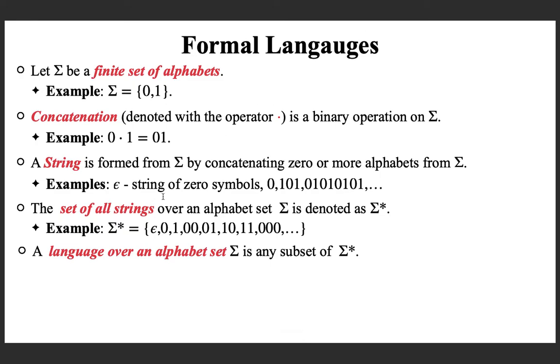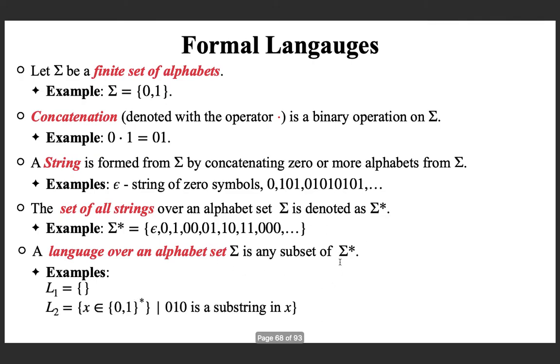Now, in formal language theory, a language over an alphabet set sigma is any subset of sigma star. So that means it is basically a set of strings. Examples. The null set is a language because it is a subset of sigma star. Now, given sigma star as the set of all binary strings, consider this language: the set of all binary strings with 0, 1, 0 as a substring. A string is in the language if it contains 0, 1, 0 as a substring.